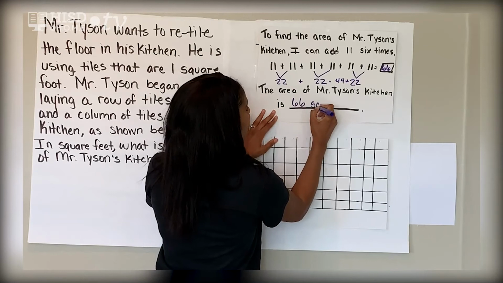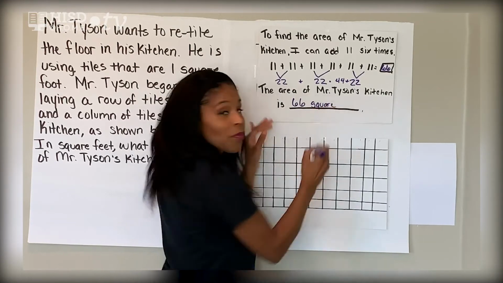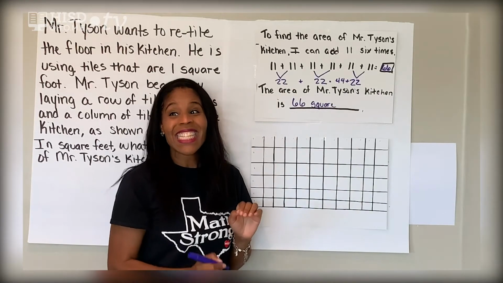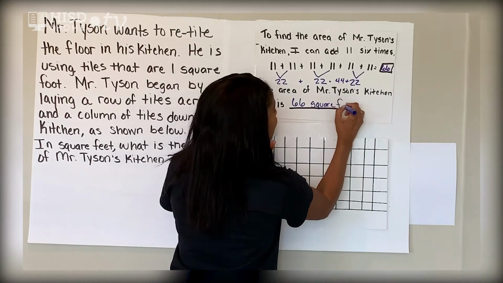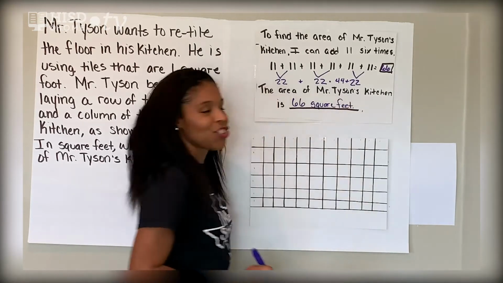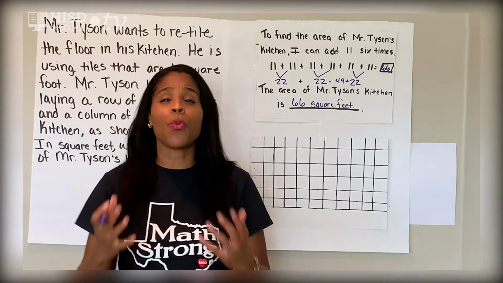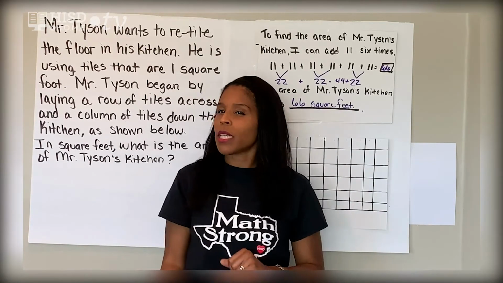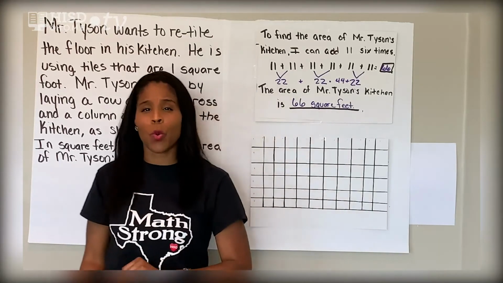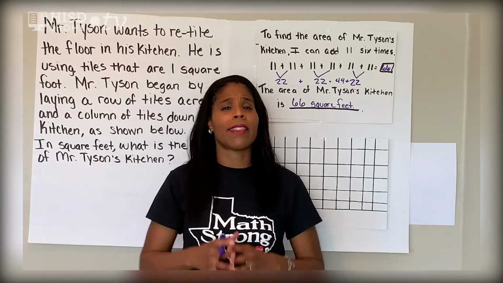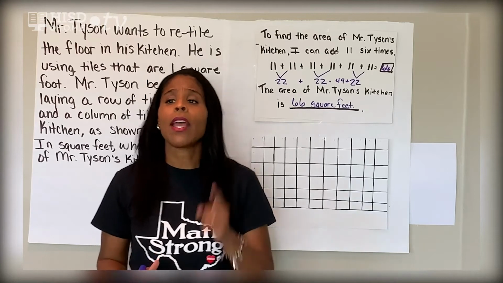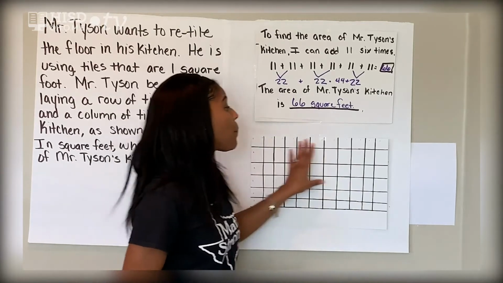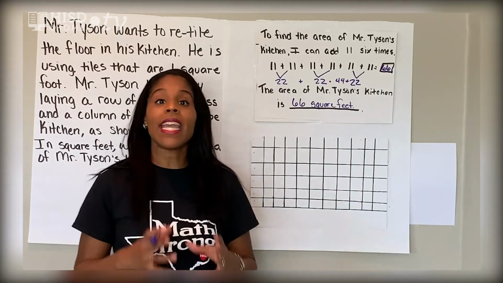66 square feet. Everybody got that with me? 66 square feet. Good job. That was us just doing our own strategy, our addition strategies. There's another way that I do want us to check it though. So let's make sure that we counted everything correctly, that we did our addition strategies correctly. Now what I want to do is I want to actually complete and fill in each square.